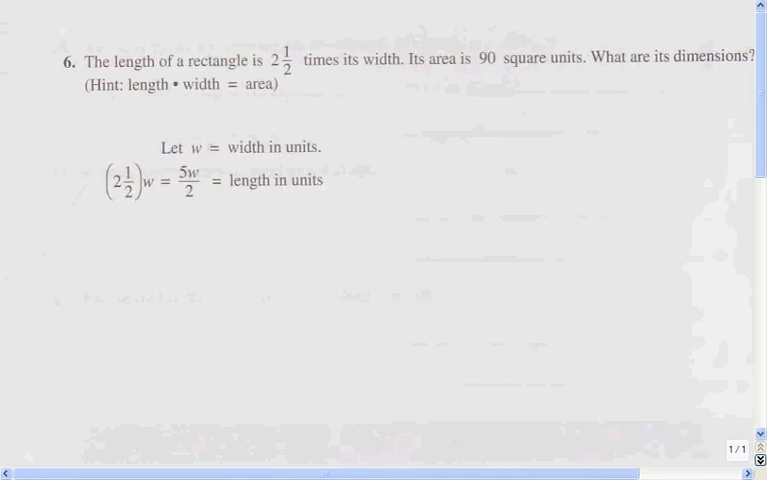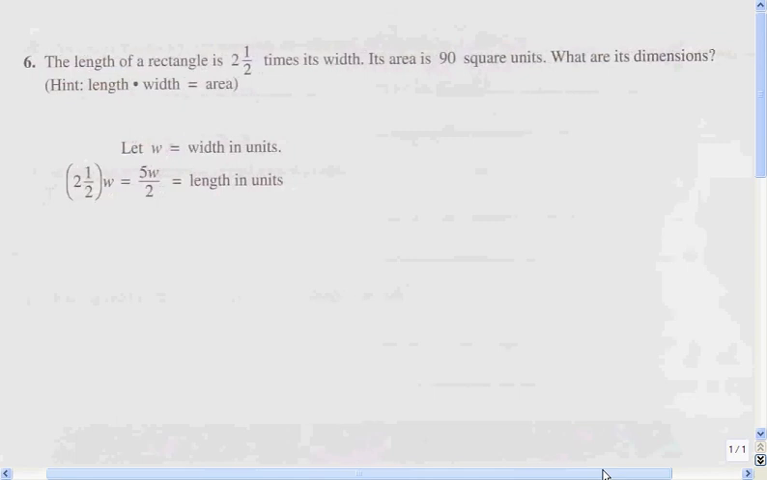Okay, this problem says that the length of a rectangle is 2.5 times its width. Its area is 90 square units. What are its dimensions? Hint: length times width equals area. Yeah, we already know that. So the length of a rectangle is 2.5 times its width.